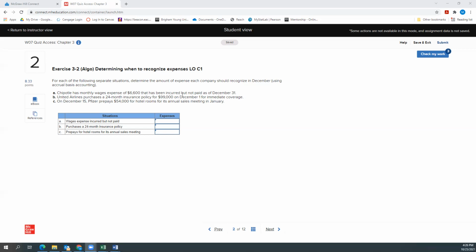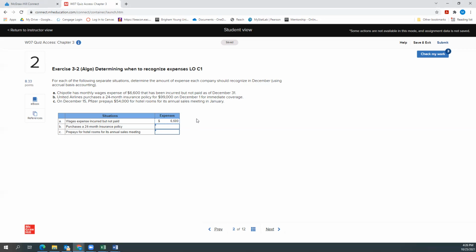And so what you have to do is record the expenses of those wages during December at the end of the month so that your books will correctly show all those expenses you've incurred. So any expenses incurred during December, even if they haven't been paid yet, are going to be recorded as an expense on December 31st.